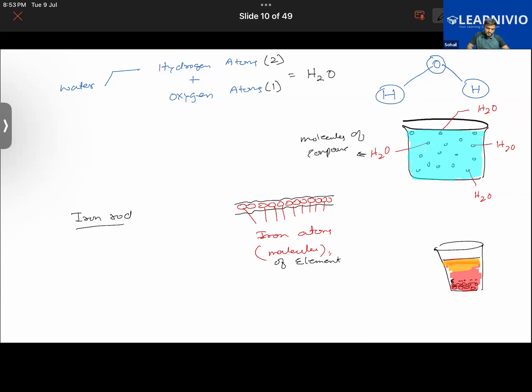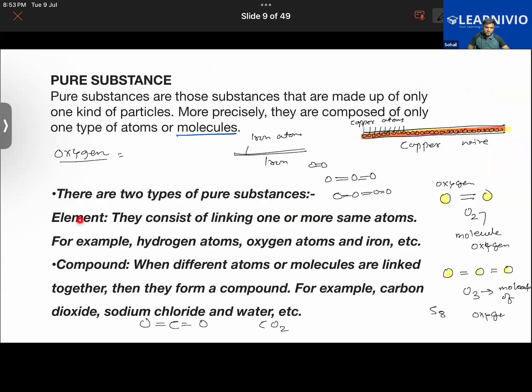Elements and compounds are different from each other because elements are made up of the same type of atoms, while compounds are made up of two or more different types of atoms. That is also one thing. Sir, like carbon dioxide, sodium? Carbon dioxide, not sodium. Sodium is an example of an element. For compounds you have sodium chloride, water, sodium hydroxide, sulfuric acid.